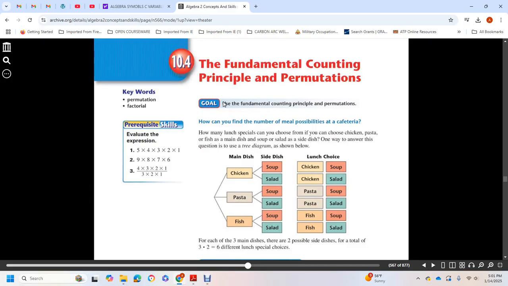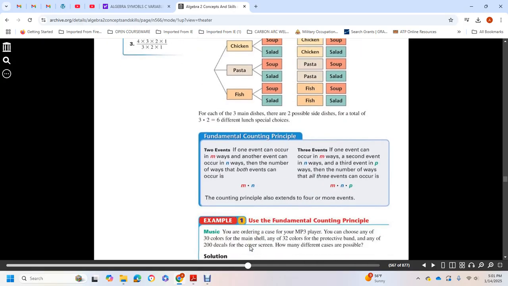One way to answer the question is the tree diagram shown below. For each of the 3 main dishes, there are 2 possible side dishes, for a total of 3 times 2, or 6 different lunch special choices. Fundamental counting principle: if one event occurs in m ways and another event occurs in n ways, then the number of ways both events occur is m times n.